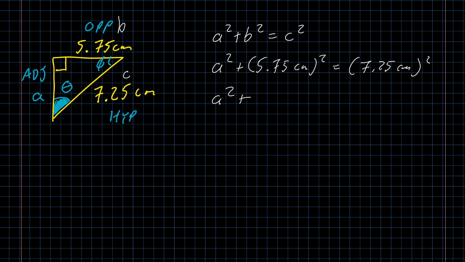All right, grabbing out my calculator. 5.75 squared is 33.1 when I round it to three significant digits. And 7.25 squared is 52.6 when I round it to three significant digits.